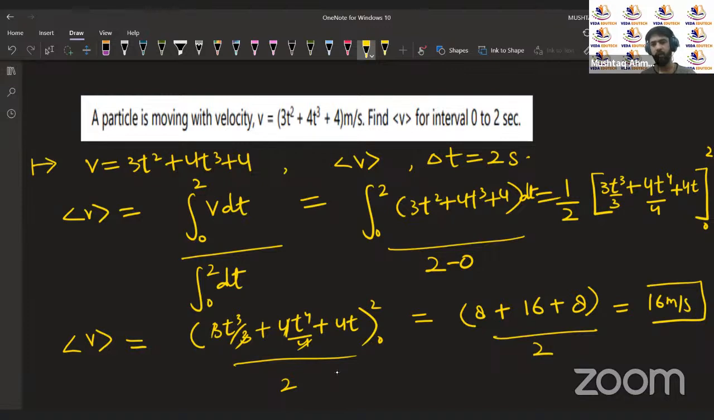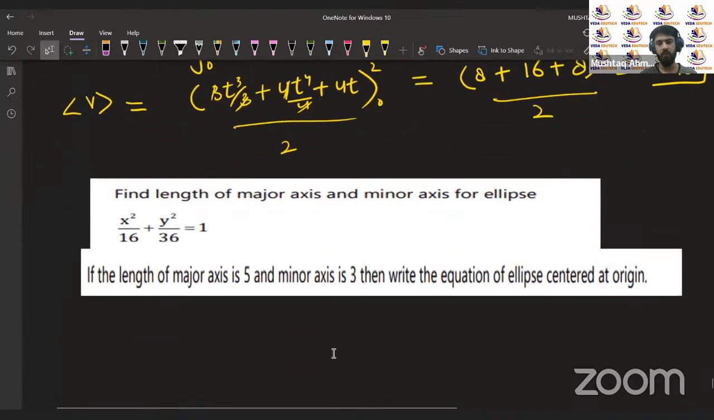That's how we calculate the average velocity. If the velocity is given as a function of time, we will just integrate this function with respect to time with the proper limits and divide it by the time interval. We'll come to know about the average velocity. And in a similar manner, we can also calculate the average acceleration.